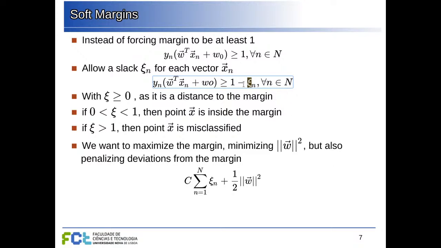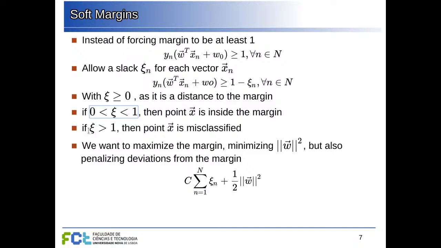So if this slack variable is greater than 0, then we have the point inside the margin. If it's 0, the point is outside, it's not a problem. If it's greater than 0, then the point is penetrating the margin.